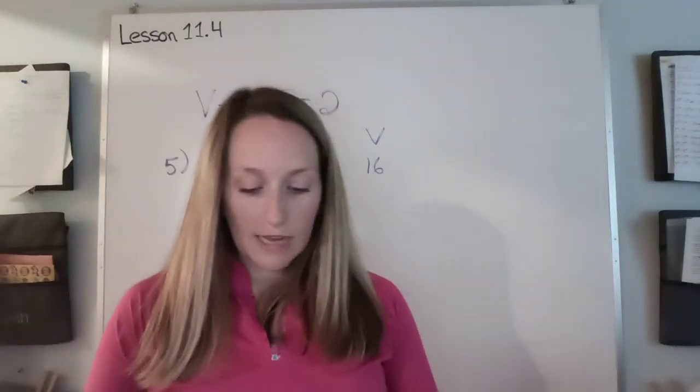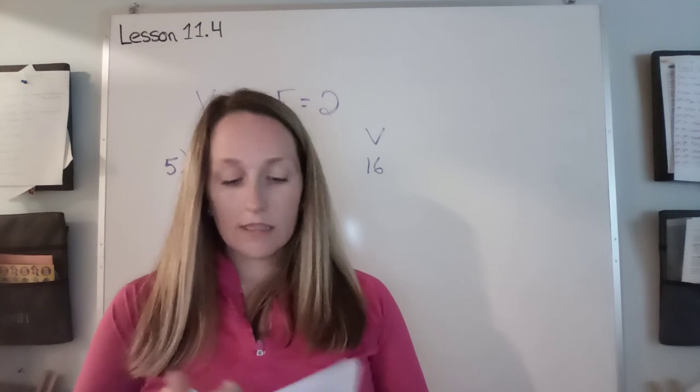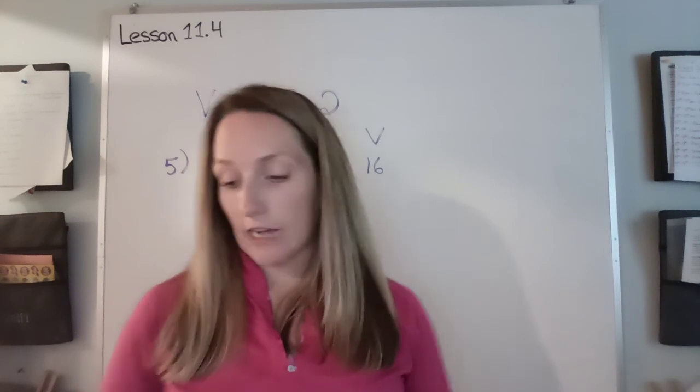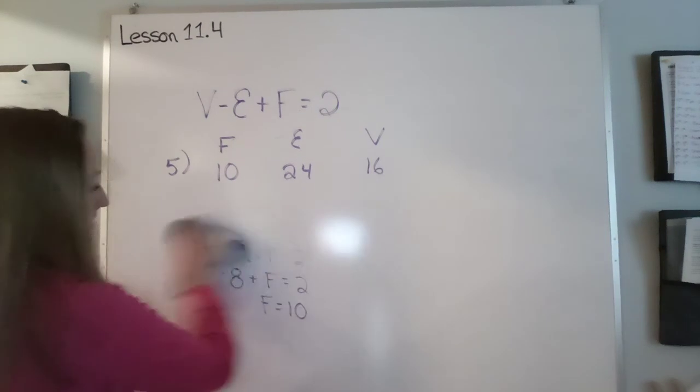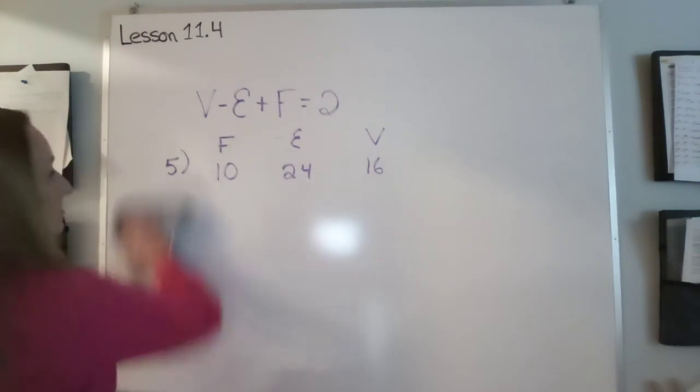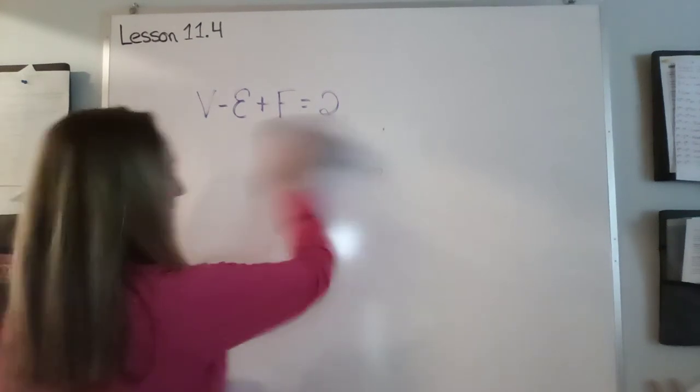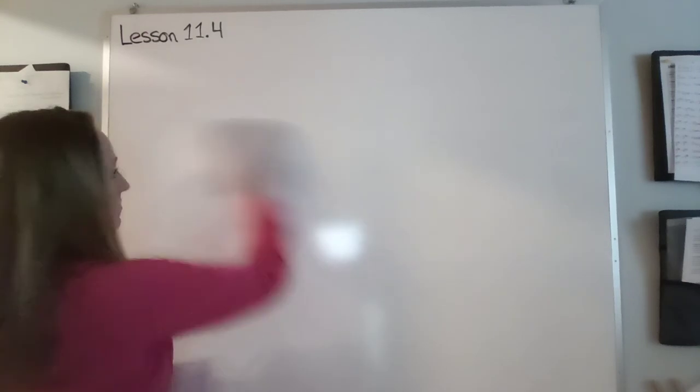For problems 10, 11, and 12, this is where you have to describe the cross section. Again, the cross section is going to run parallel to the base, or it's going to be the same shape as the base or face that it runs parallel to.